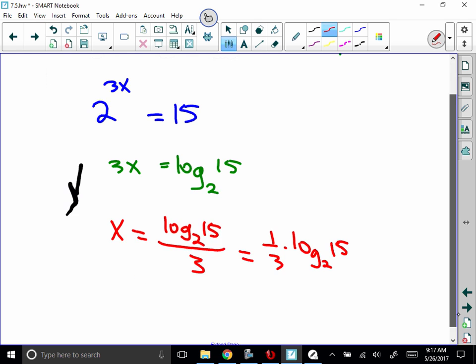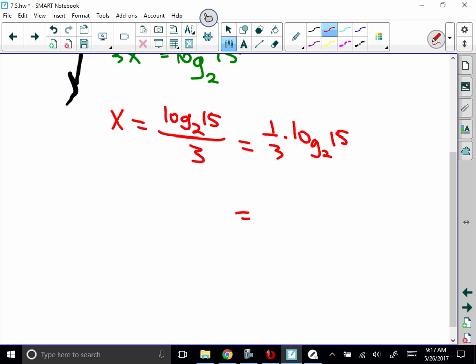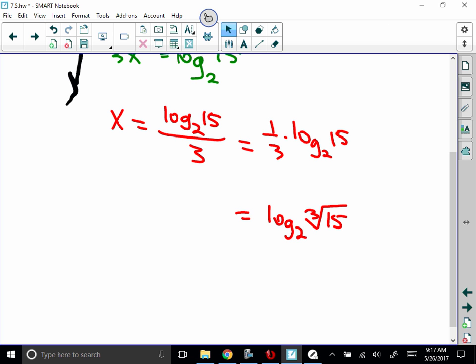And if you took it that far, you remember our log properties? You could actually take that 1/3 and make that the power of 15. So this would also be the log base 2 of the 3rd root of 15. And that's what some tests in pre-calculus do to try to confuse you. They'll put this in alternative forms that you need to be able to recognize.